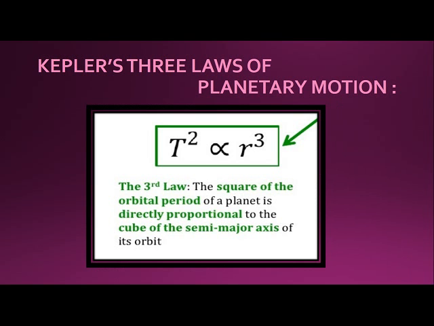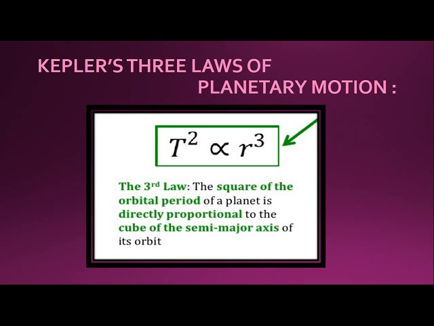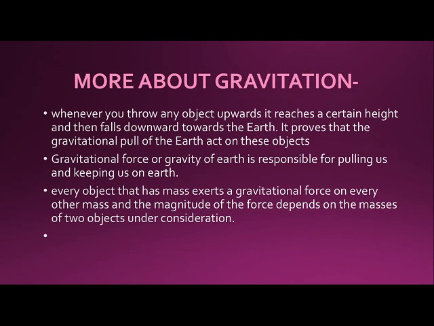And the third law was that the square of the orbital period, whatever orbital period it is taking, is directly proportional to the cube of the radius of the orbit by which it is moving. Okay, children, you can see the orbit here. So we can take a mean radius. So T squared, the square of the time, is directly proportional to the cube of the radius of this particular orbit. So these were some of the laws that were suggested by the scientists.